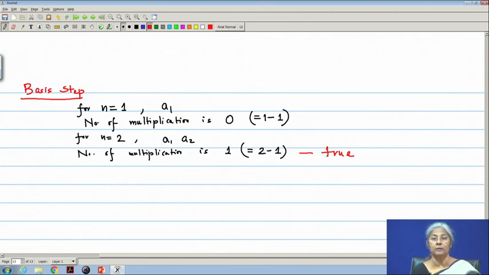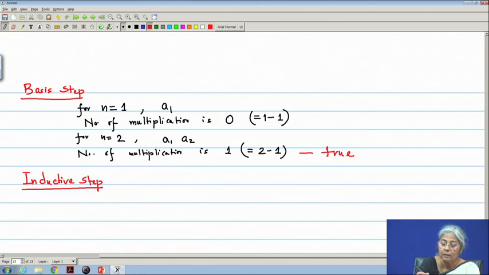That means, for n equal to 1 or n equal to 2, the multiplication number n minus 1 is true. Now, for the inductive step, say I have n numbers A1, A2, A3 up to An. So, now we put parenthesis, we first partition into 2.